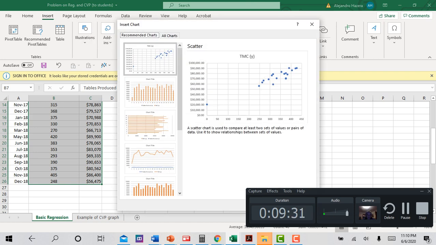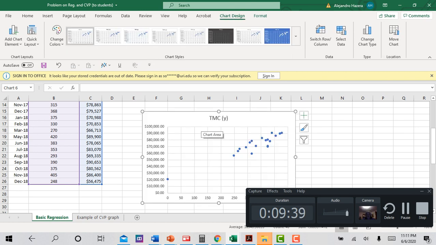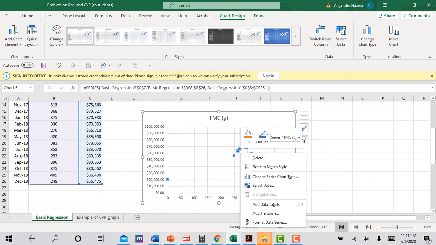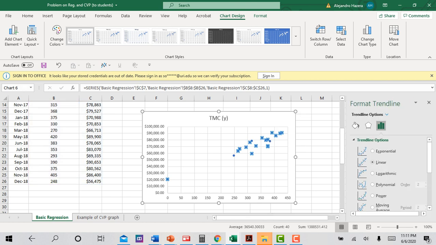You hit the recommended chart right there, and this looks like a pretty good chart. That is a scatter graph, and one thing I want you to notice is that most of the points are at the top, but there is one point which is your fixed cost, and there you see right there. That's the point at 0 units of production, your fixed cost, your baseline, which is equal to $20,886.